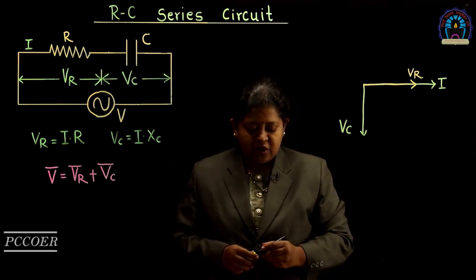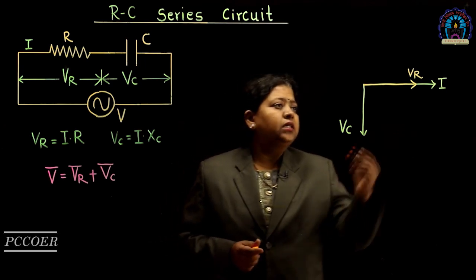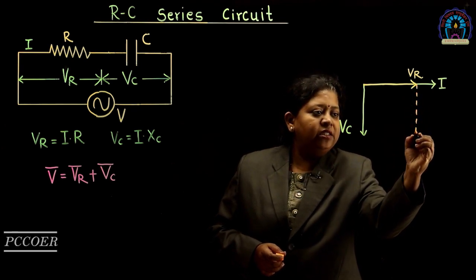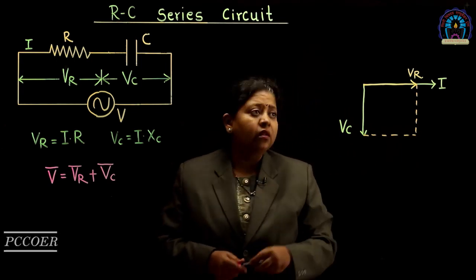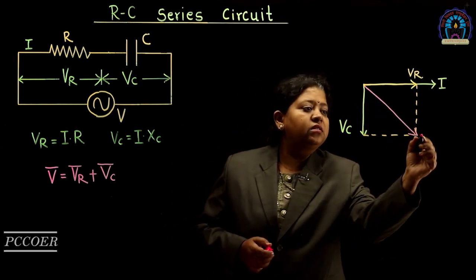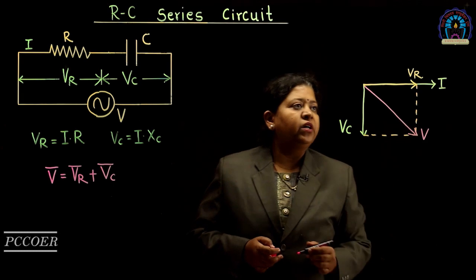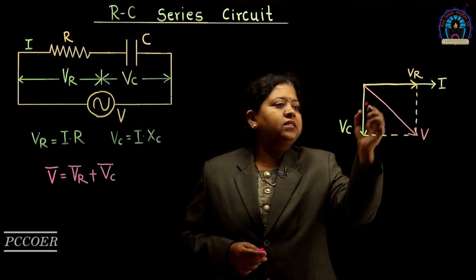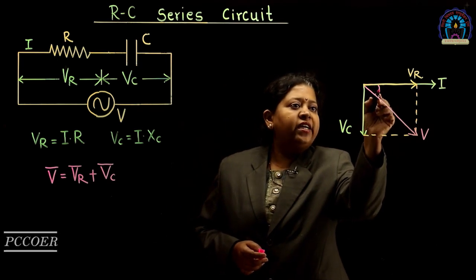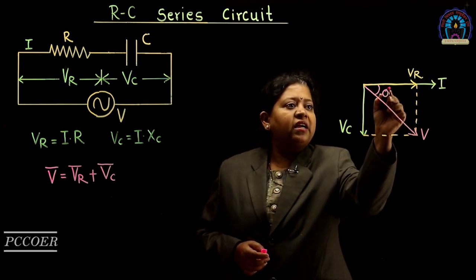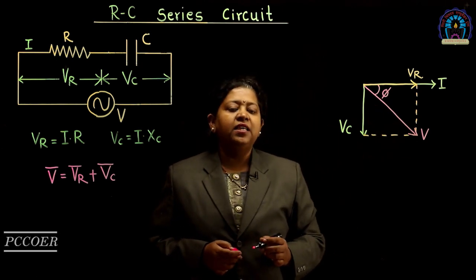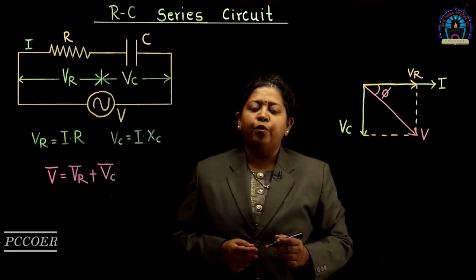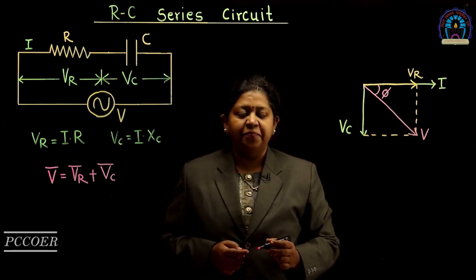Now, we have to add VR and Vc phasors. For this, let us draw a parallelogram. The diagonal of this parallelogram will give us the total supply voltage. This is V bar, which is equal to VR bar plus Vc bar. The angle subtended between voltage phasor and current phasor is angle phi. Here we can see that current is leading the voltage by an angle phi. So, power factor of the circuit is leading.